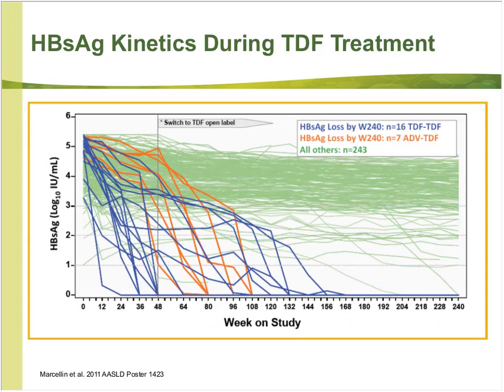Now let's look at the kinetics. This is what we call a spaghetti graph. But you can see that the patients who clear S antigen typically had a significant decline in S antigen early or moderately early in this treatment course.